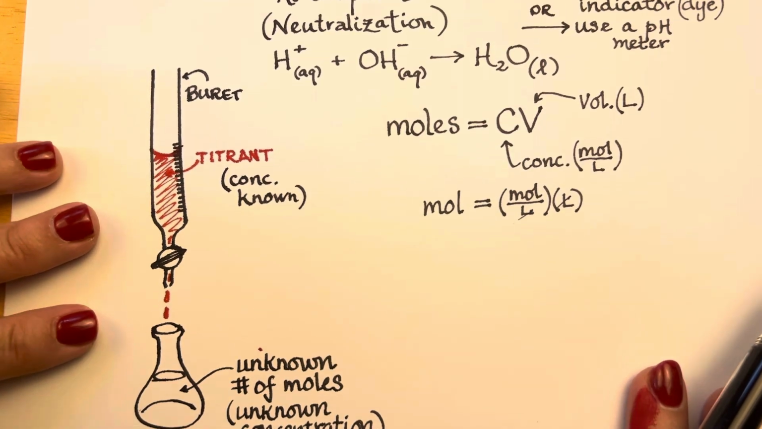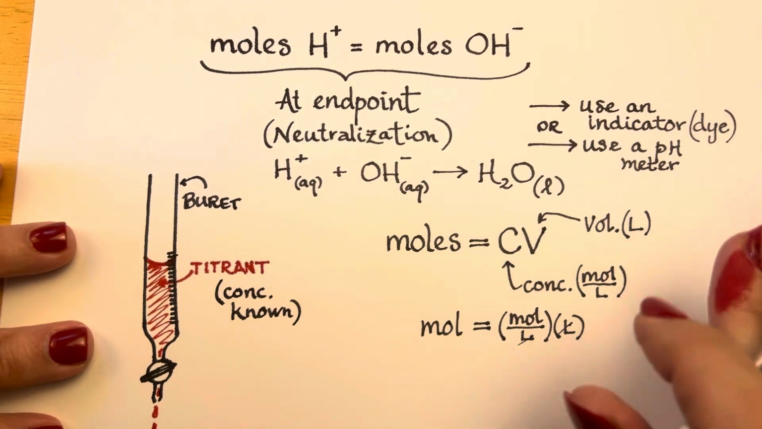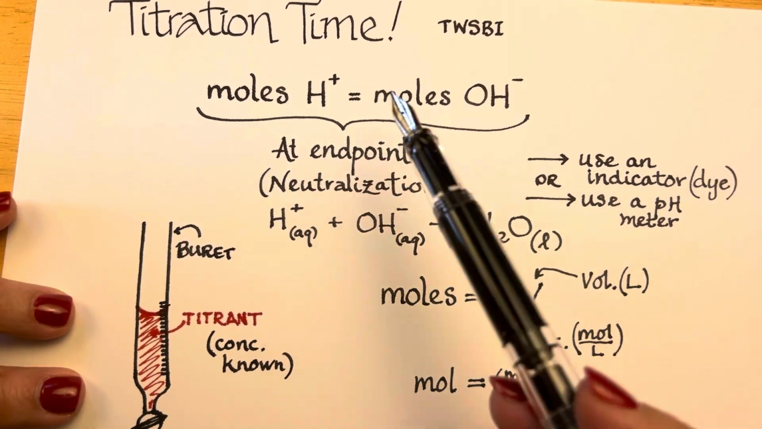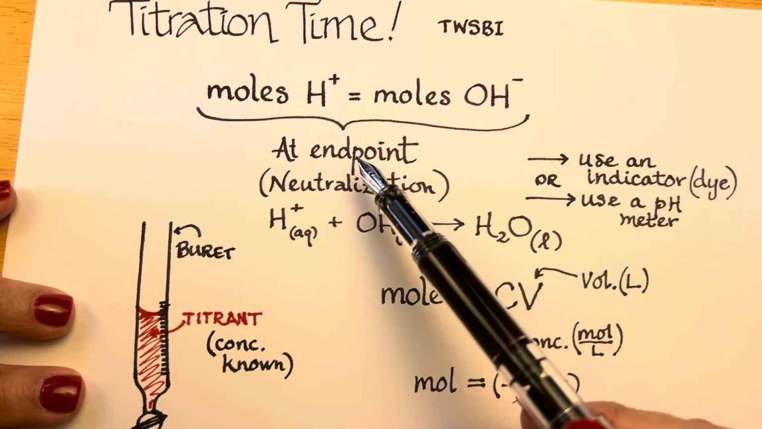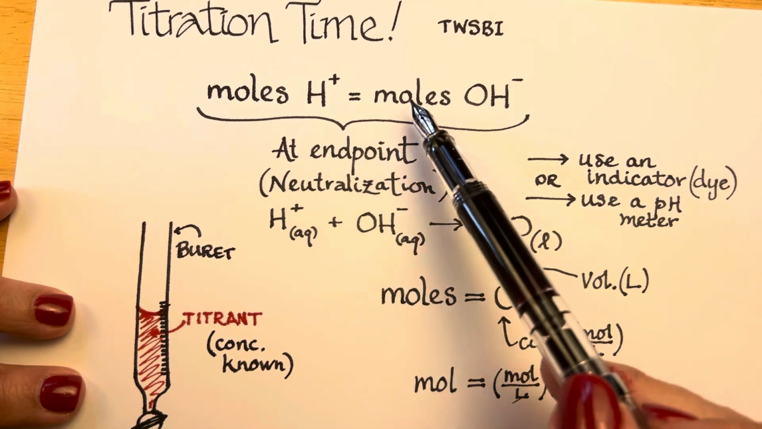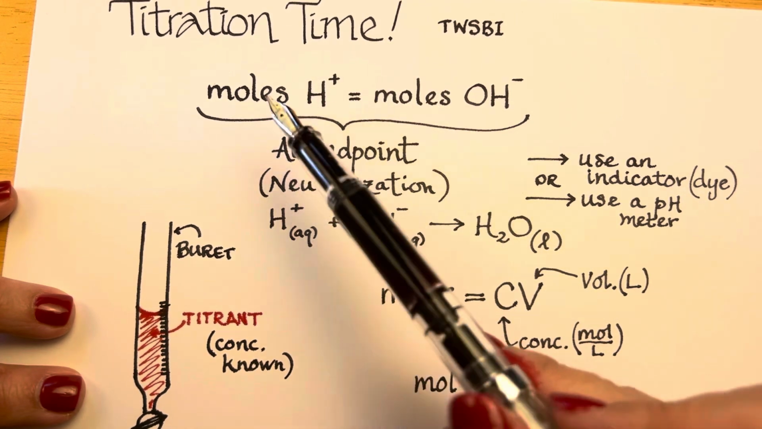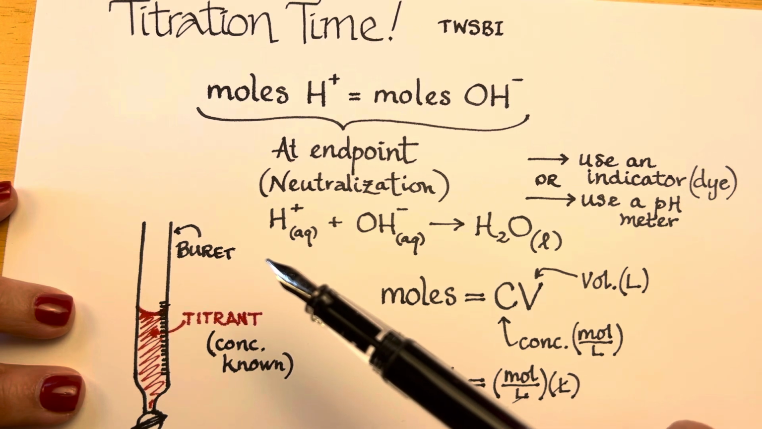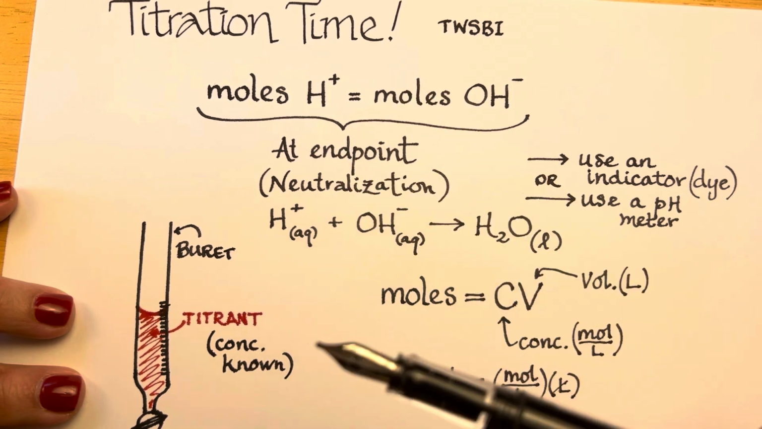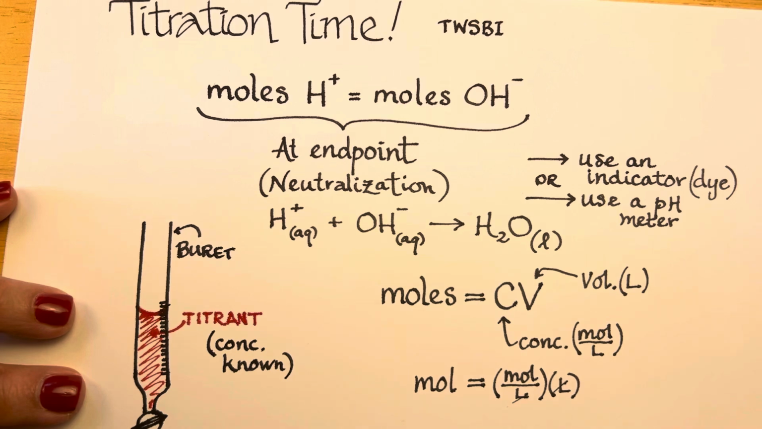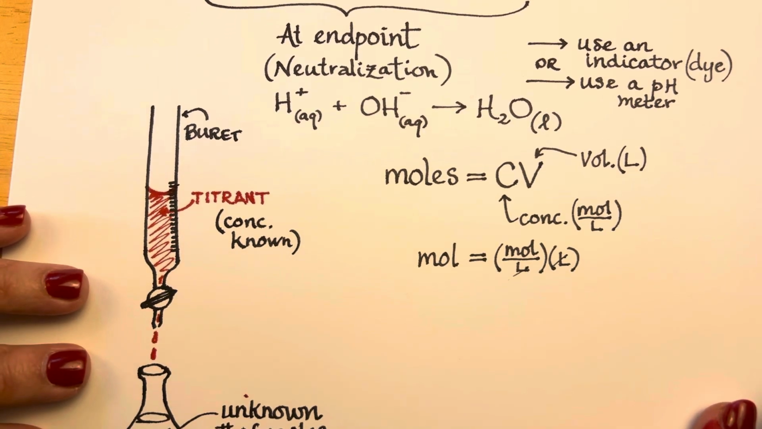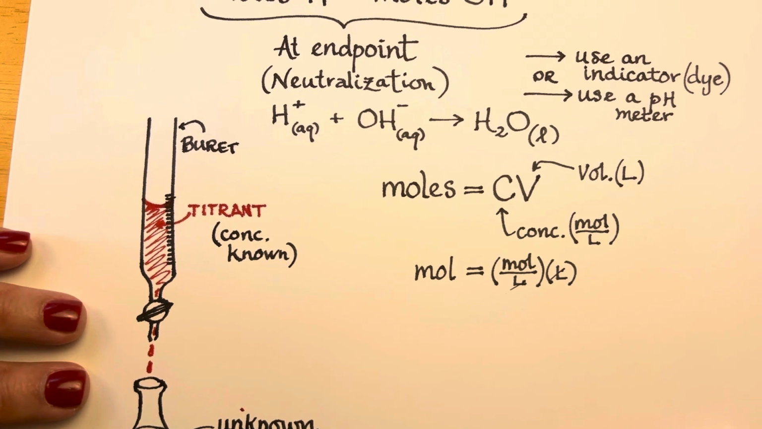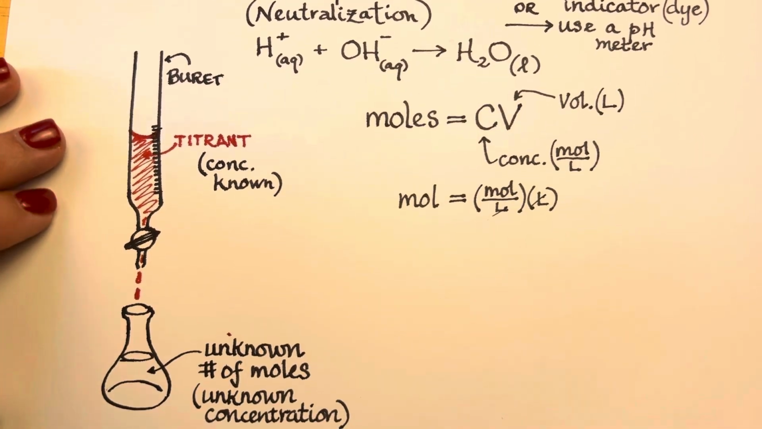And if you know the moles of the titrant, and if it is either the acid or the base, then you know at the end point, moles equals the moles of the other one, the acid or the base, and ultimately you can answer your question. How many moles are there? What the concentration is, or whatever your question is. Okay.